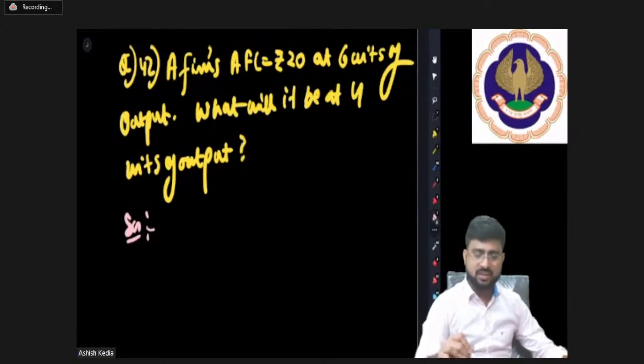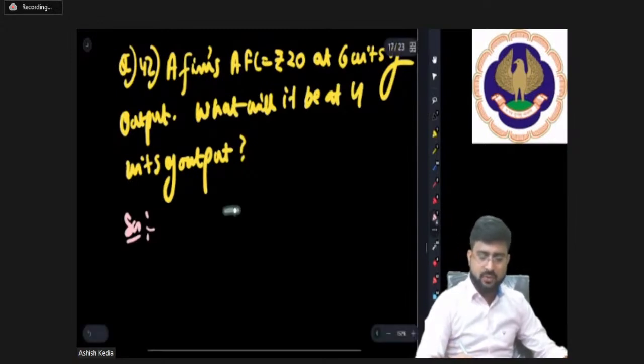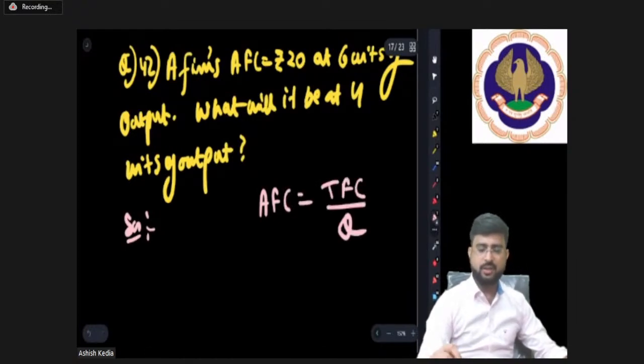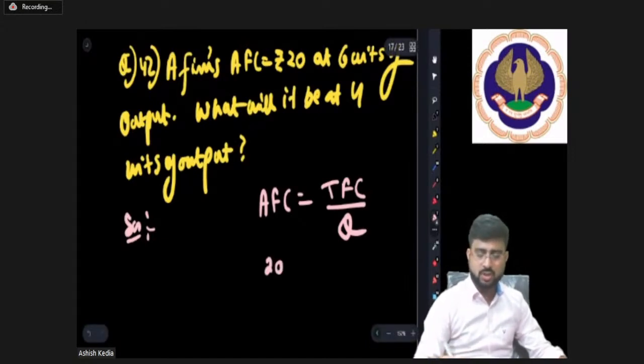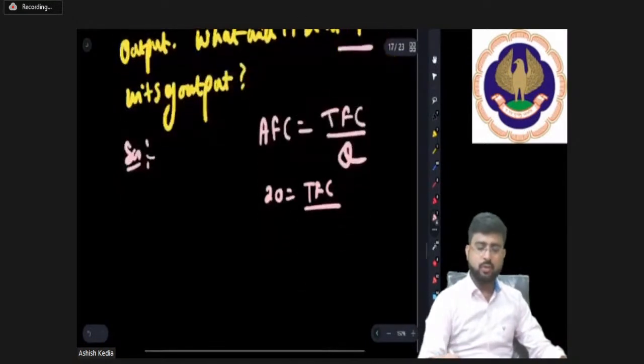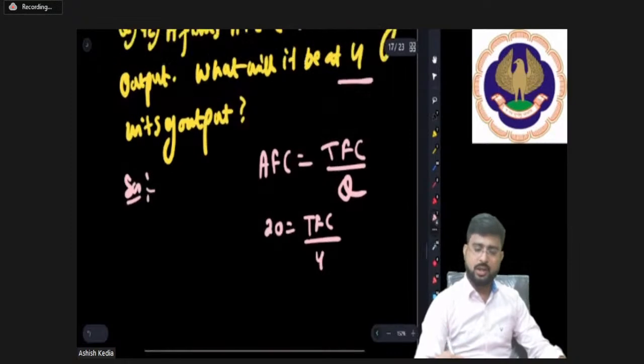You see, average fixed cost is what? Total fixed cost by quantity. Now, lovely friends, average fixed cost is total fixed cost by quantity. Average fixed cost is 20. Total fixed cost we don't know. Quantity is 4 units of output.